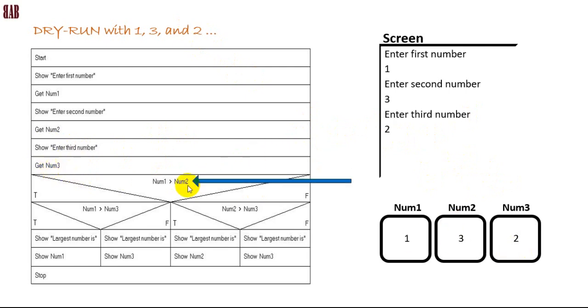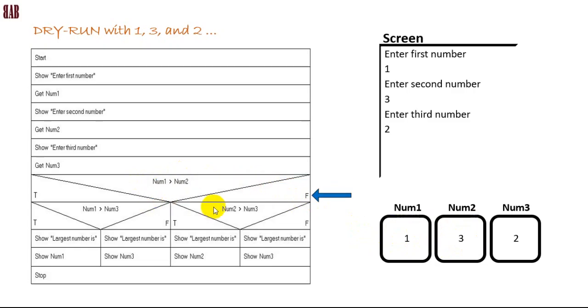Now you go here. Is num1 greater than num2? Num1 greater than num2? No. Num1 is 1, num2 is 3. So 1 is not greater than 3. So therefore this condition is false. And as such, it will come onto the false side here.